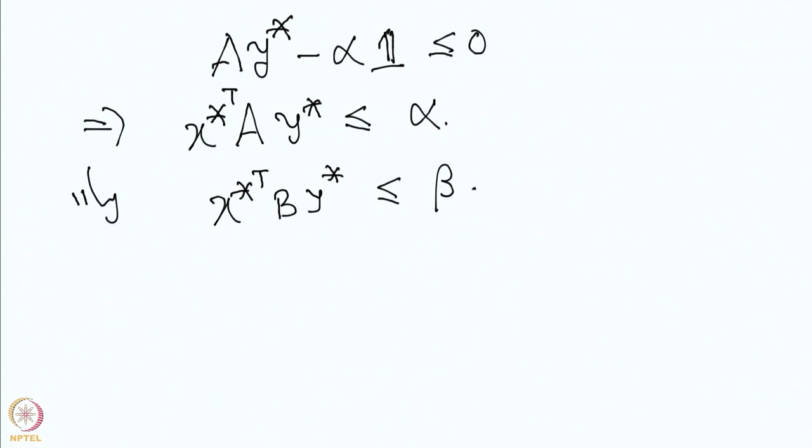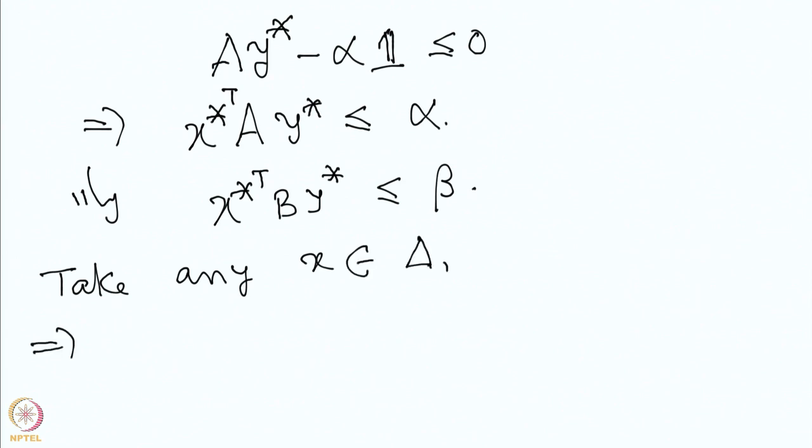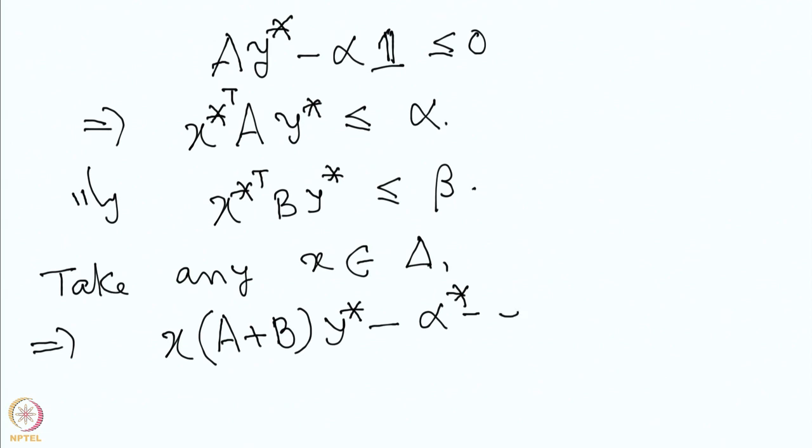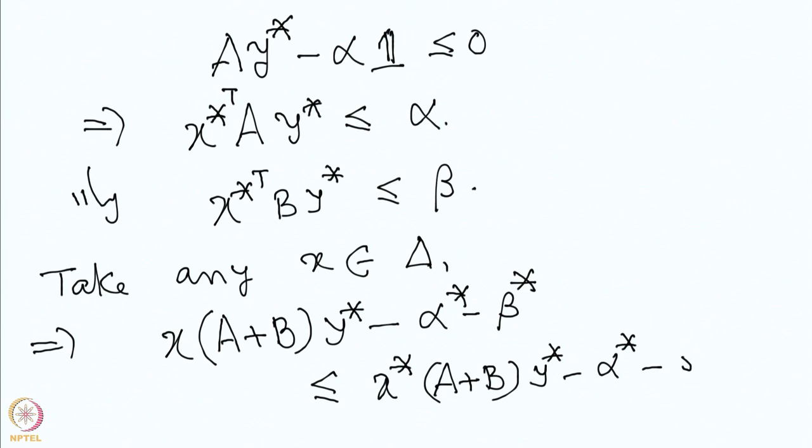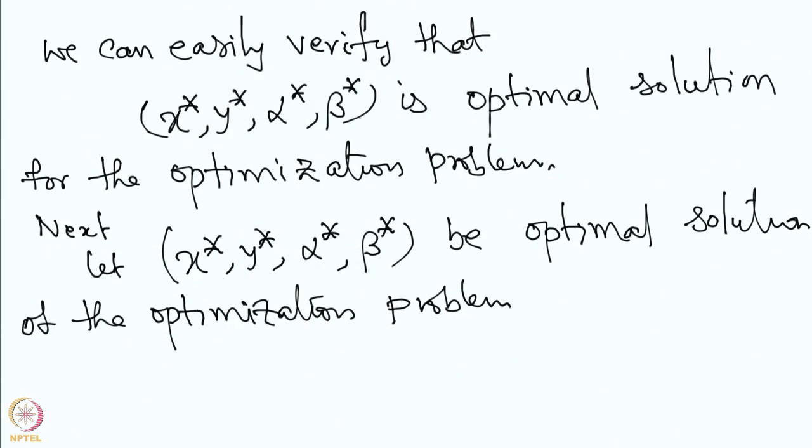How do we prove that? Take any x in delta 1. This implies x a plus b y star minus alpha star minus beta star is less than or equal to x star a plus b y star minus alpha star minus beta star. As I said, we have to verify that x star, y star, alpha star, beta star is optimal and corresponds to the Nash equilibrium. How do we do this? Let us look at it.